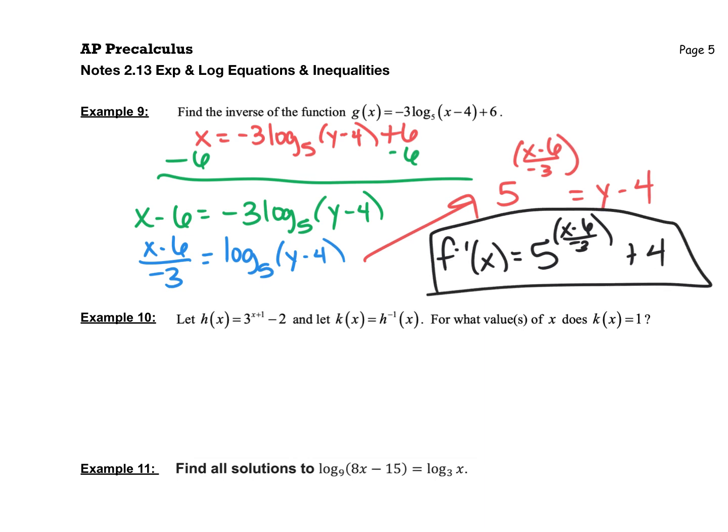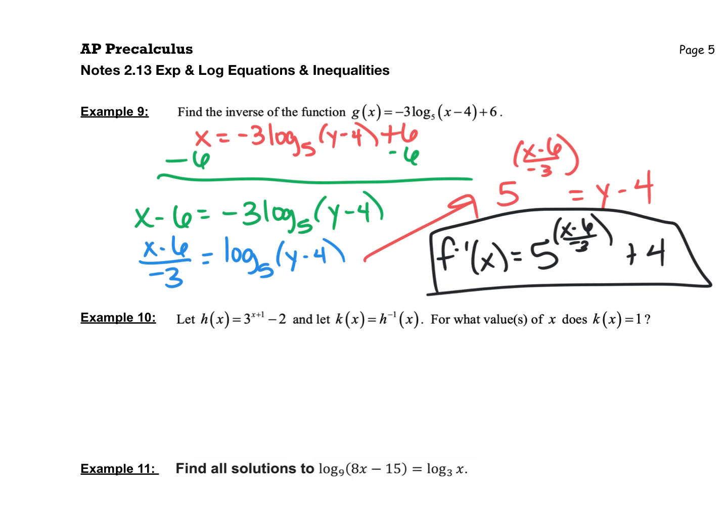So inverses, too terrible? No, they're not bad. I think it's actually better than some of those crazy equations we did yesterday. If you start with a logarithm, you're going to eventually use an exponent. If you start with an exponent, you're going to eventually use a logarithm, because they're inverses of each other. I do want to go ahead and do number 10.